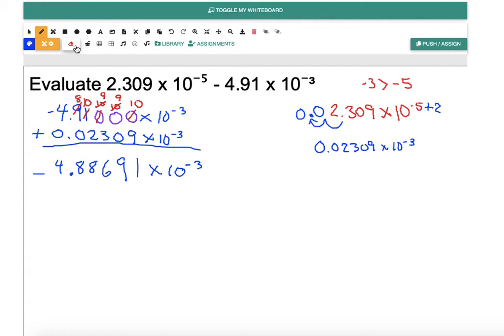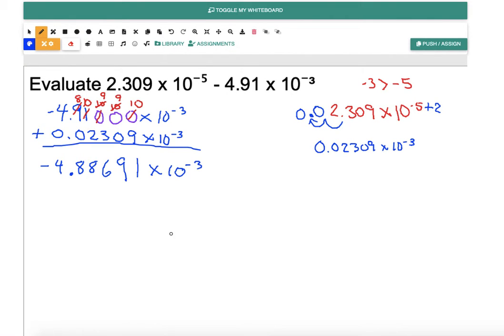So that minus symbol is all the way down here. All right, so what you end up with is 4.88691 times 10 to the negative 3 with the negative in front of the 4. So this is the answer in scientific notation.